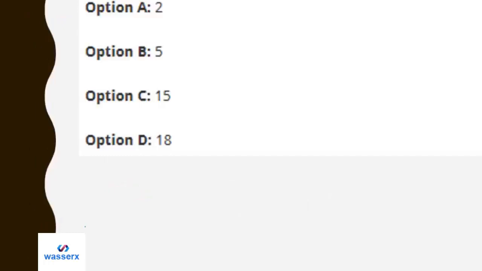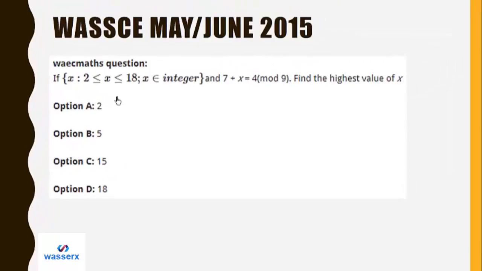We have this WAEC 2015 question. If x is such that x is greater than or equal to 2 but less than or equal to 18, and x is an integer, and also we have 7 plus x is equal to 4 mod 9, find the highest value of x. So x is within this set of numbers. Now to do that, we need to generate the set.